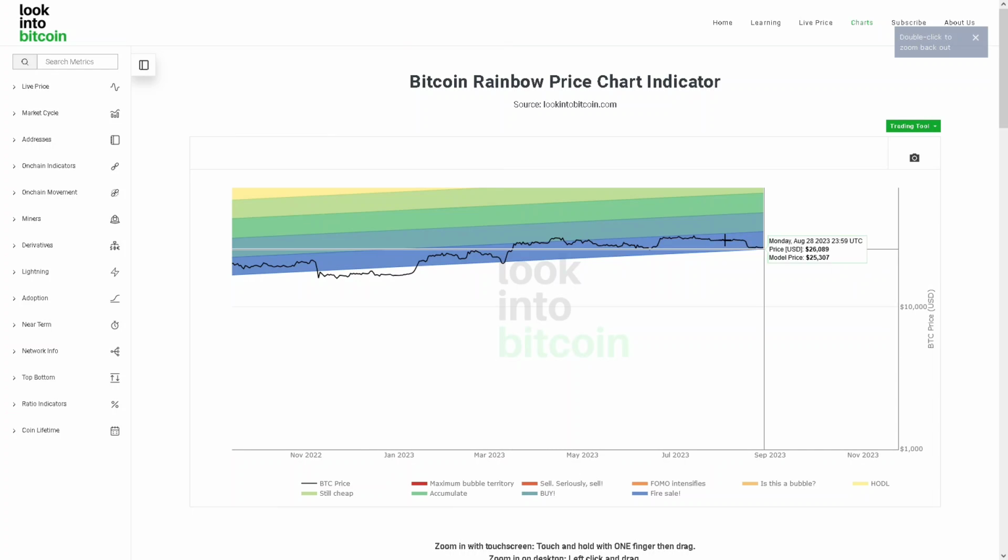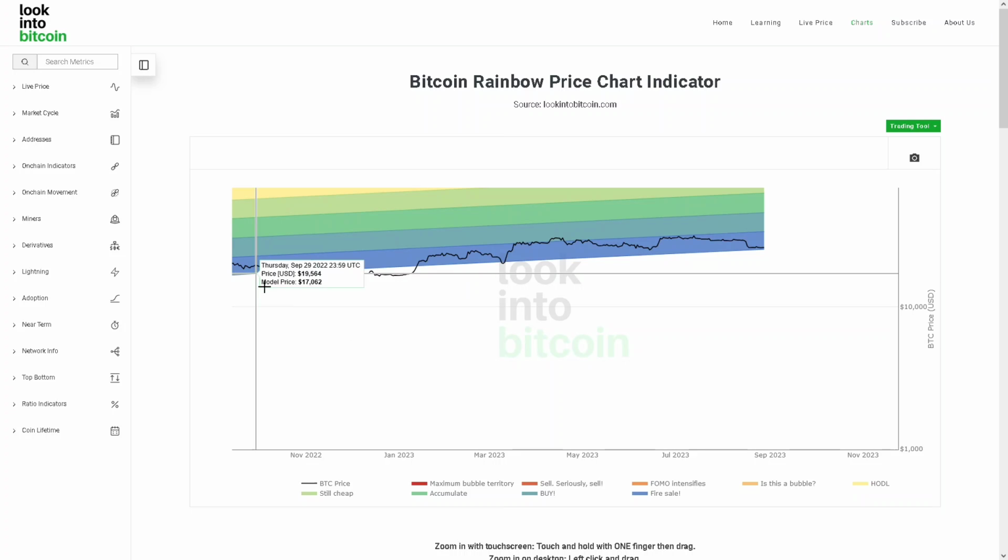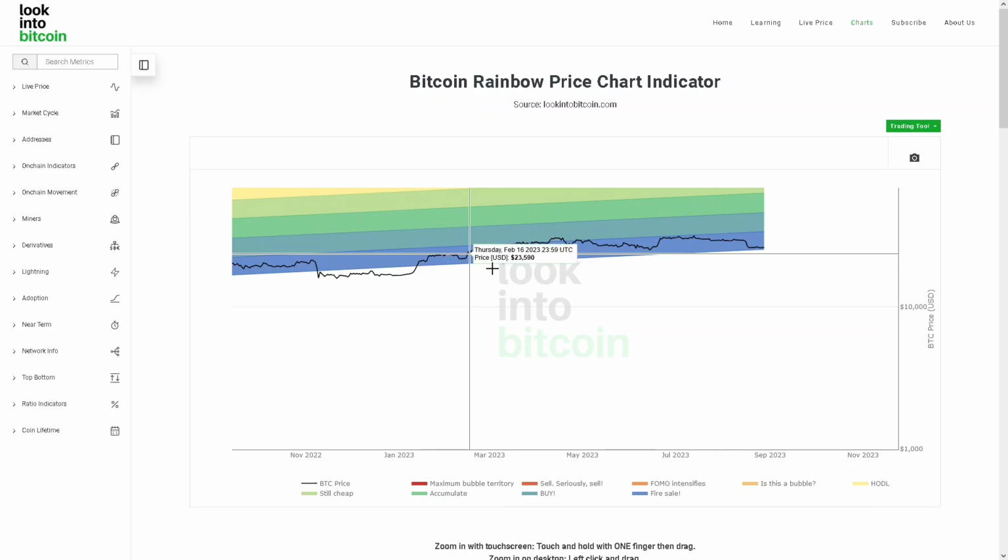If you zoom in, you guys can see down here on the bottom of your screen, this is the fire sale level. You can see that it's in the fire sale territory, literally one of the best times you could be buying Bitcoin. And when it was below that, it was one of the ultimate times to be buying Bitcoin, around that $15,000 level.